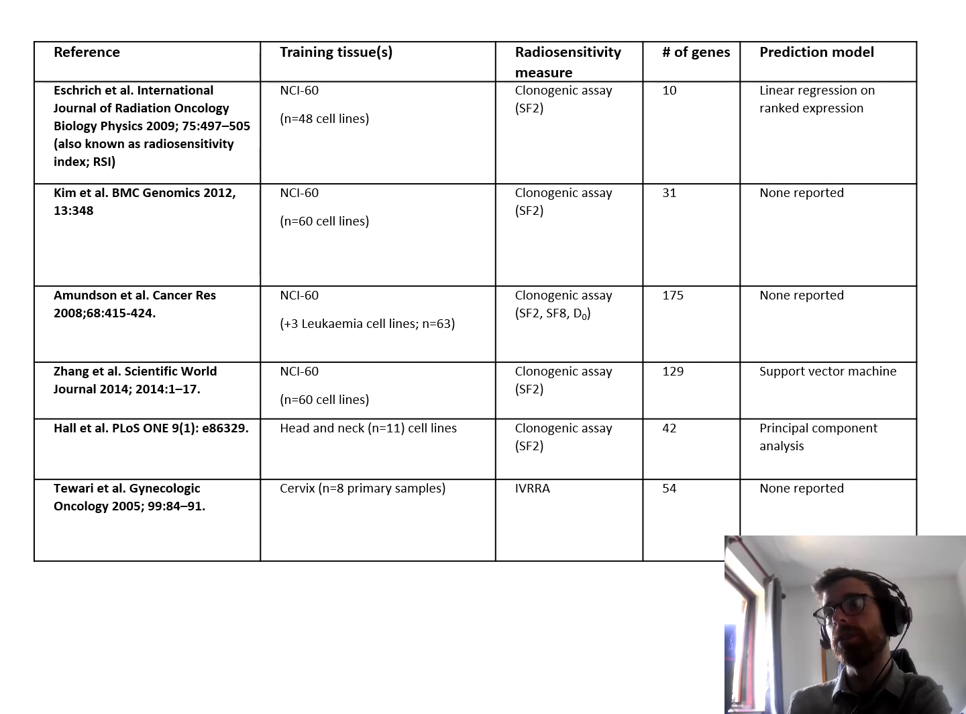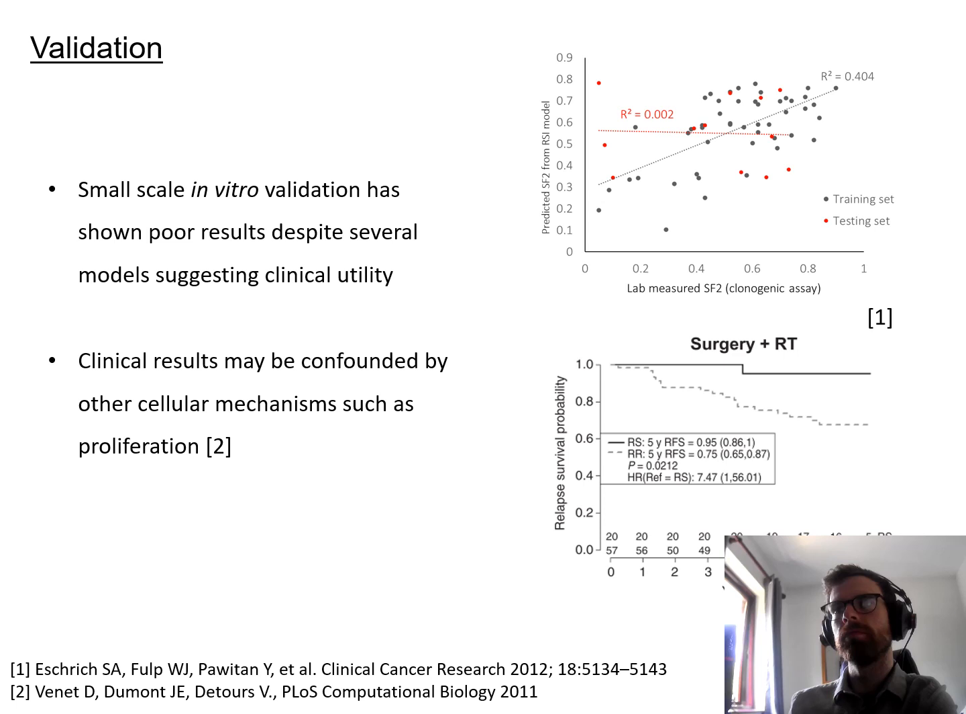Prediction models included linear regression, PCA, and support vector machines, and 3 papers didn't report a prediction model at all. In vitro validation of these models has shown poor results, but despite this, clinical studies have shown promising results for the ability to separate cancer outcome trajectories. Previous works have shown that random transcriptomic gene signatures are prognostic of outcome in cancer, and that they may be confounded by cellular processes such as proliferation.